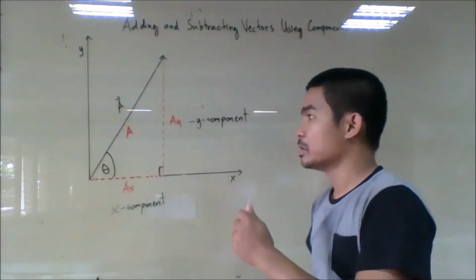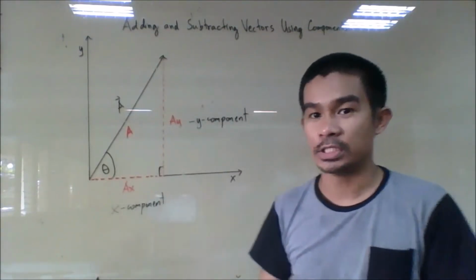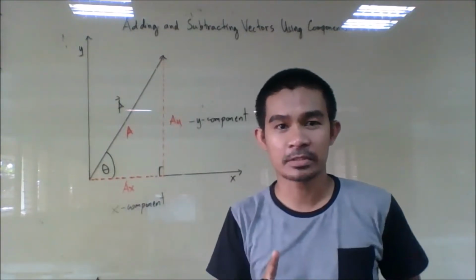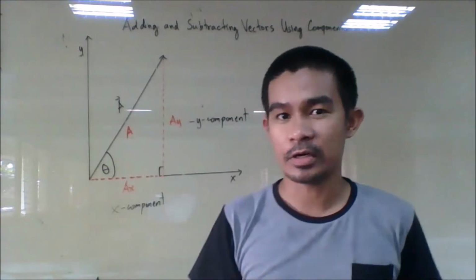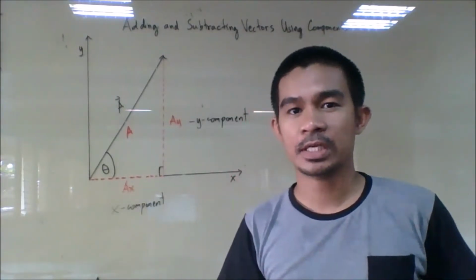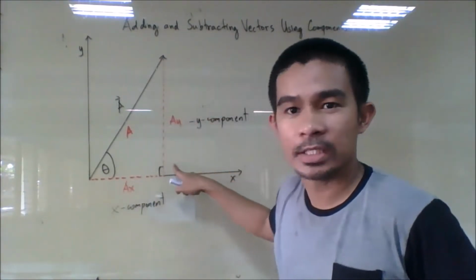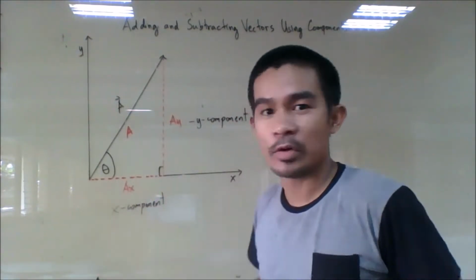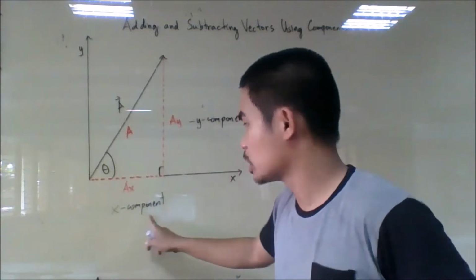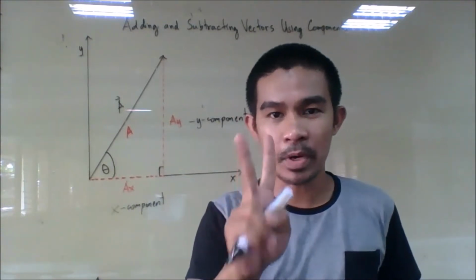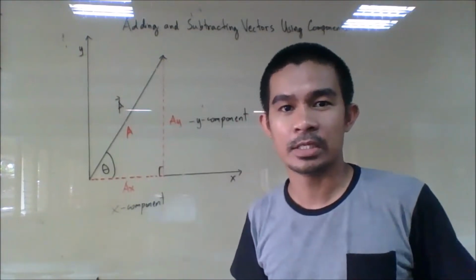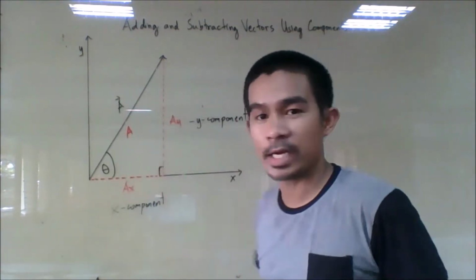One way of adding and subtracting vectors is by using their components. A single vector has one pair of x and y components. The vertical component is what we call the y component, and the horizontal component is what we call the x component. These two components of a single vector are perpendicular to each other, so they can form a right angle.